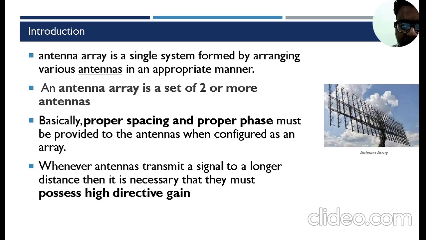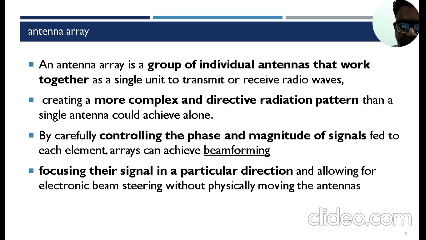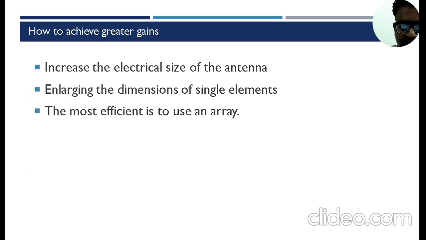Whenever an antenna transmits a signal to a long distance, it is necessary to possess a high directive gain. So by using antenna arrays, we can provide a high directive gain. An antenna array is a group of individual antennas that work together as a single unit to transmit and receive radio waves. It creates more complex and directive radiation patterns, and we can control the phase and magnitude of signals using these antenna arrays. We can focus the signals in particular directions, and they are used for various applications.